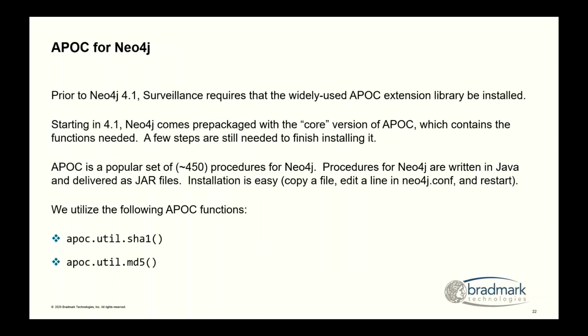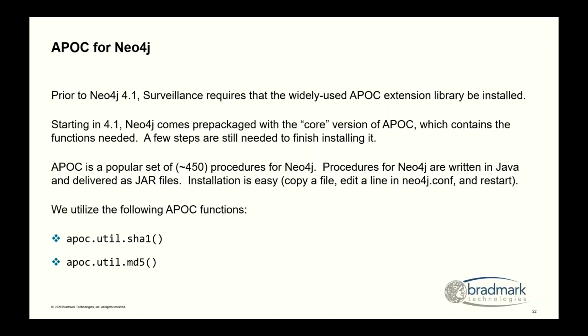Now, one of the requirements we have is something called APOC. Prior to Neo4j 4.1, APOC was an extension library that was installed separately, so there's a bit of a requirement if we're going to get started, for example, on Neo4j 3.5 or something like that. This is just a very simple installation. But with 4.1, Neo4j made it much simpler, and they come prepackaged with the core version of APOC. So you still have a few steps you need to do in order to install it, but you don't have to go get it now.